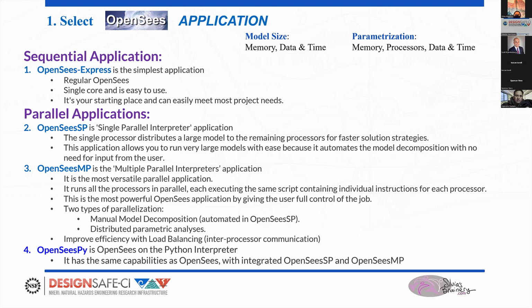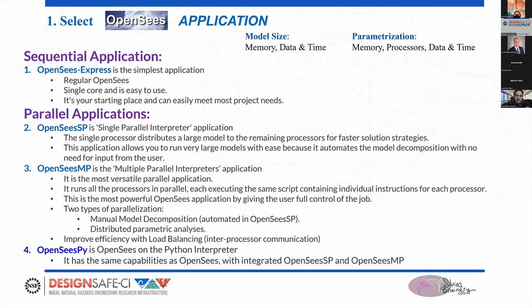OpenSeesMP, on the other hand, is the multiple parallel interpreters application. I put these in quotes. Google this. There's a resource that I put in the documentation that's really interesting about this. This is a concept beyond OpenSees. This is the most versatile application. It runs in all the processors in parallel. You assign the tasks to these processors, and you can do both the decomposition as well as the distributed parametric analyses, which is what most people use it for.